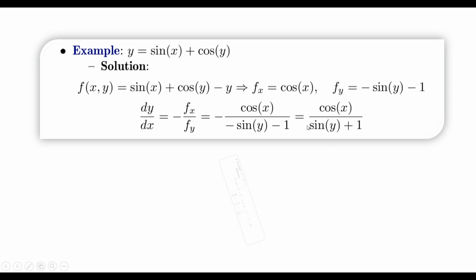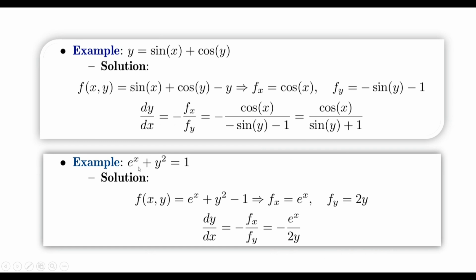The next example relies on an exponential relation as well as a quadratic relation. The corresponding implicit function is e power x plus y square minus 1. Then find dou f by dou x, dou f by dou y. Then implicit differentiation becomes negative e power x by 2y.